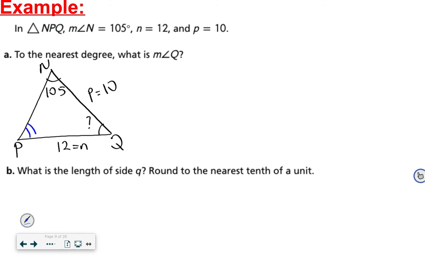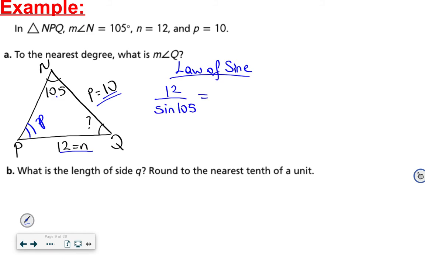Because I know the side, I know the opposite angle, I know the side, I'm going to first find the measure of angle P by using the law of sines. We know this: each side is proportional with the sine of its opposite angle. So 12 over, what is the opposite angle, 105, sine 105 is going to be equal to 10 over sine P.